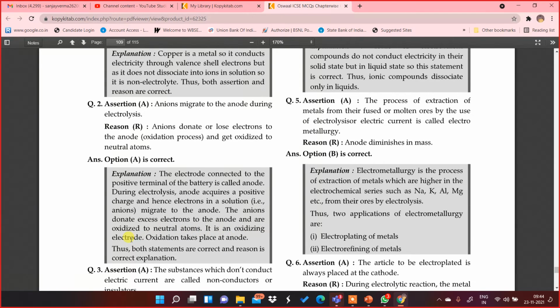So that's why I told you during one of the online classes, remember ANOX: at the anode, there is oxidation. Oxidation means loss of electrons. So here, oxidation is taking place at anode. Thus, both statements are correct and the reason is also correct for the given statement.